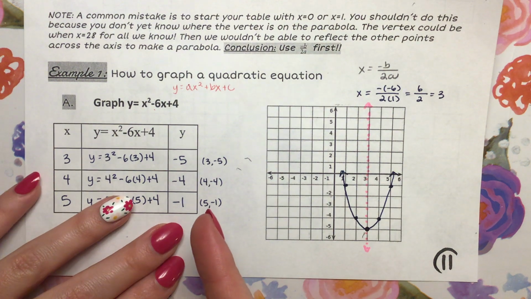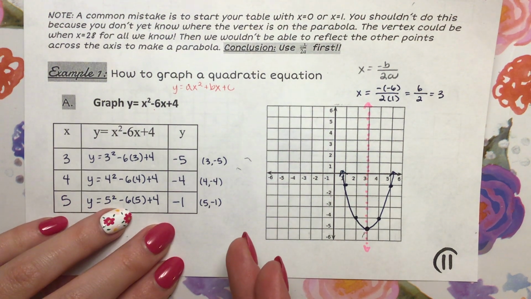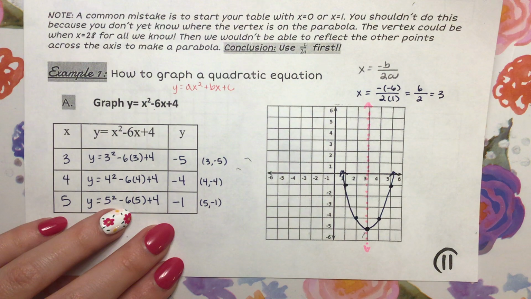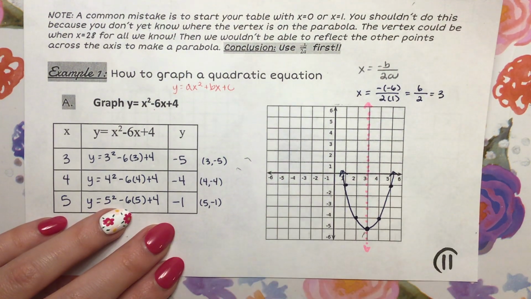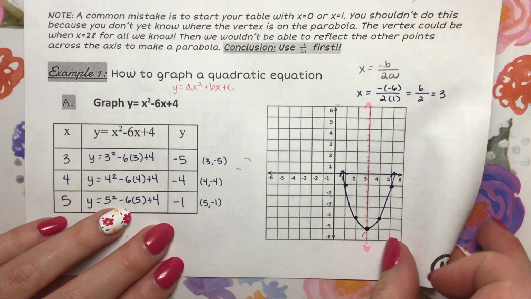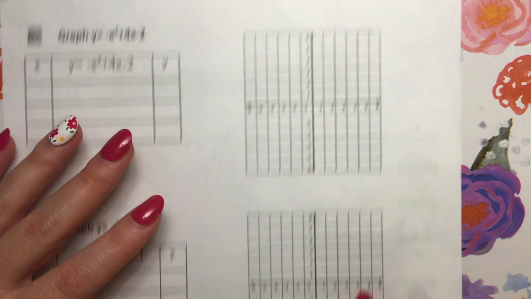Step 1, find the axis of symmetry. Step 2, find the vertex. Step 3, make a table of values. Step 4, reflect them over the axis of symmetry. We're going to do it again in this next example.